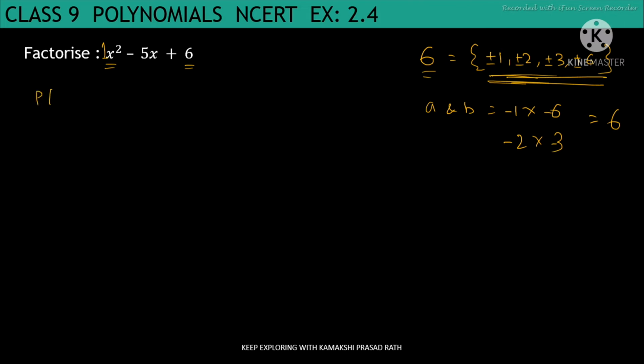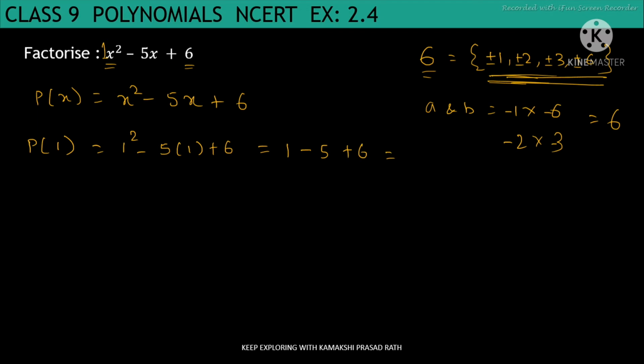So let us consider p of x equals x squared minus 5x plus 6. First let us find out p of 1. So we have taken x as 1 here. So p of 1 means in place of x I will put 1. So 1 squared minus 5 into 1 plus 6. So what do we get? 1 squared is 1, minus 5 ones are 5, plus 6. We get 6 plus 1, 7, minus 5, 2. Now this is not equal to 0. Since it is not equal to 0, this cannot be a factor. That's it. So x minus 1 will not be a factor.